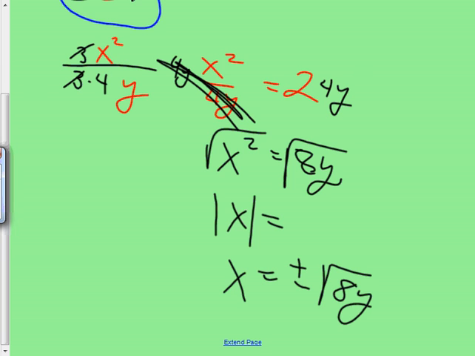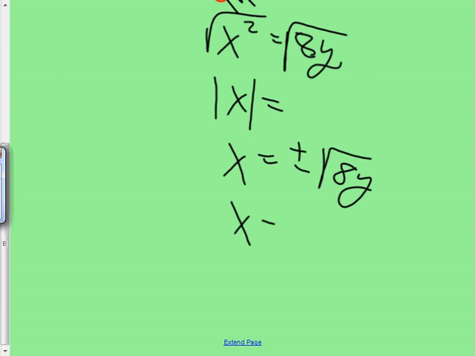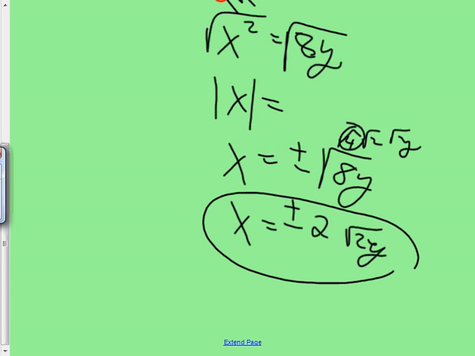If you want to break up the square root of 8 into square root of 4 and square root of 2, you could. And you'd have x equals plus and minus. If this is square root 4 and square root 2 and then square root y, that part is 2. 2 square root of 2y. There's your final answer.